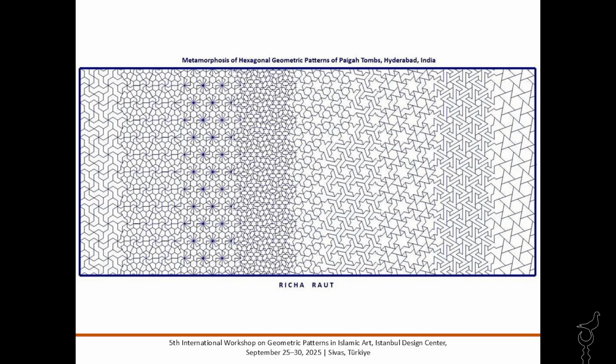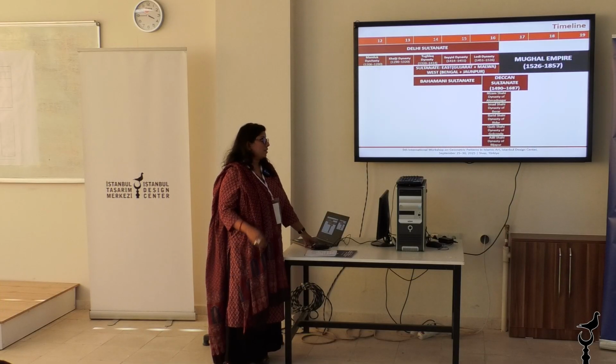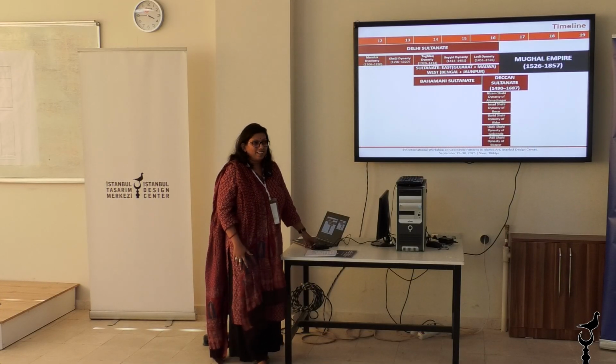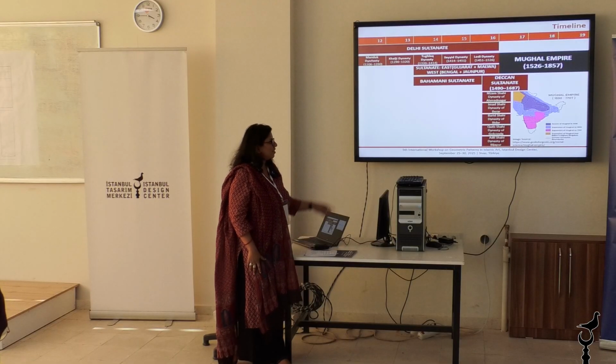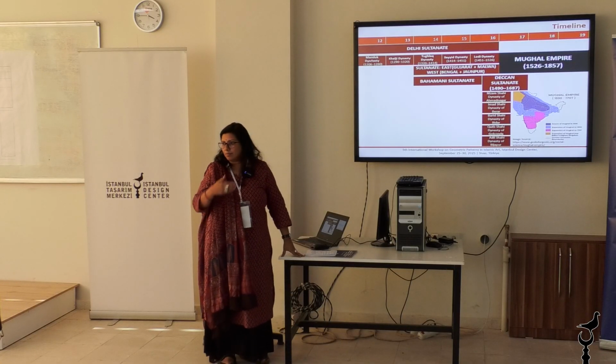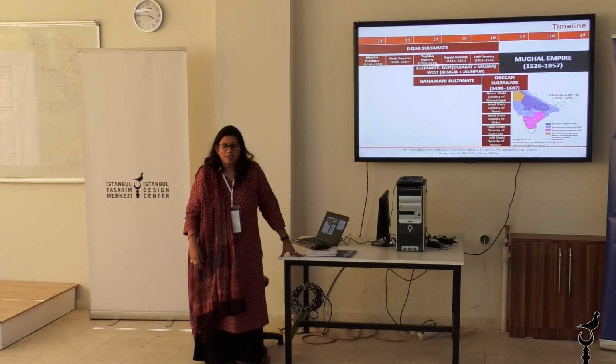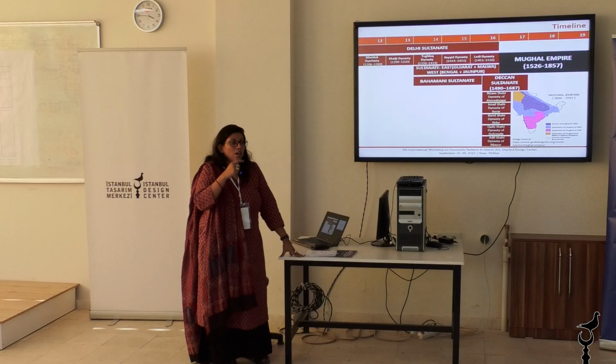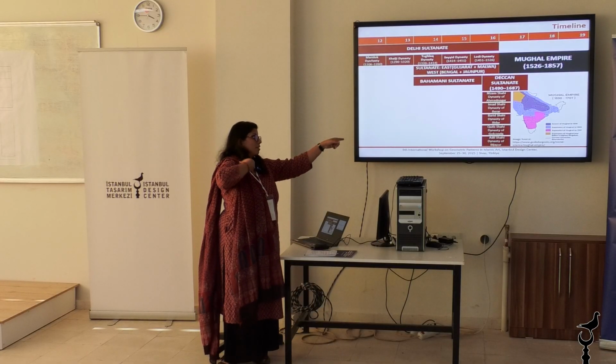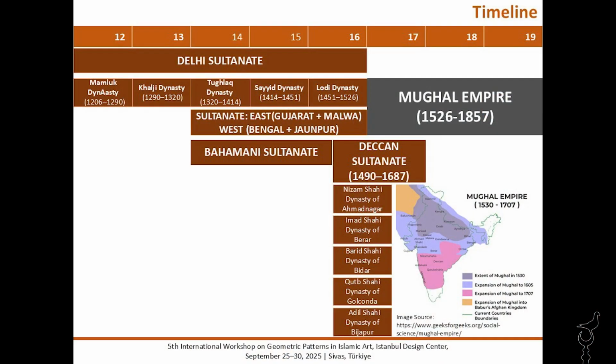They are all derived from hexagonal geometry. So the next comes the mighty Mughals. At one point of time they had taken over the entire rule in India. Of course, when Mughals were there, the Deccan Sultanate was also there. The Gujarat Sultanate was also there. All of them were there, but they kind of negotiated. They kind of came under the Mughal rule.